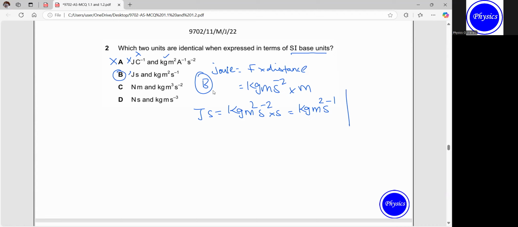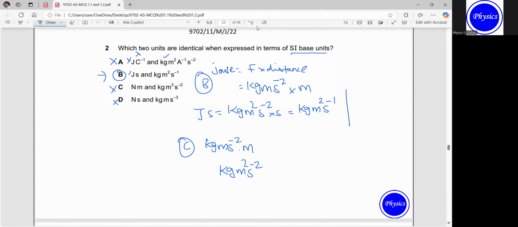Okay, you can check for the other one. Definitely they are not going to, for example, if we take C, Newton meter. Newton is the unit for force, which is going to be kilogram m s minus 2. I'm doing for option C. Kilogram m s minus 2 times meter gives us kilogram m square s minus 2. But the other one is kilogram m cube s minus 2. So C is not the correct option. So if you check, the only option here which is coinciding with the first one and the second one is B. So the correct option here is B.